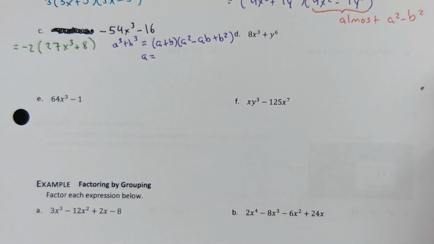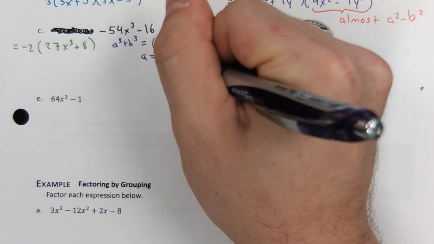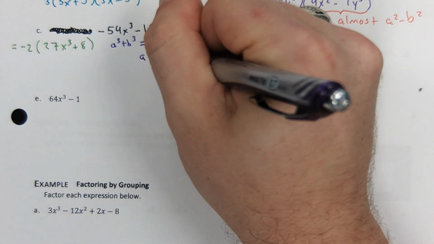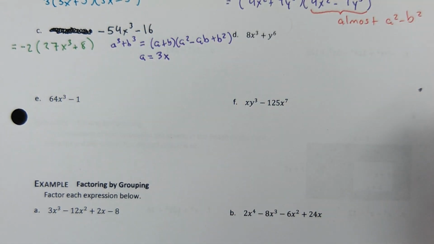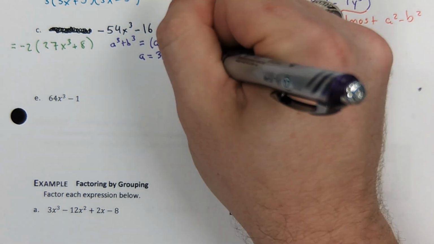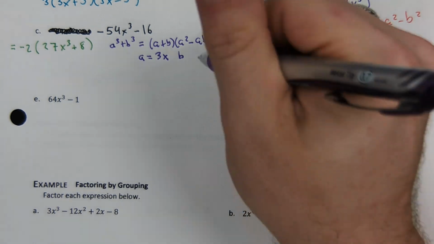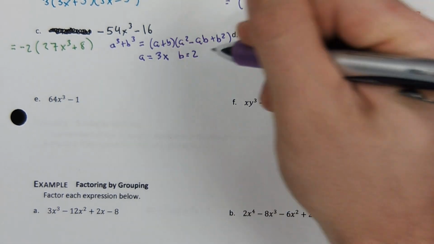So I need to know what the cube root of 27x to the third is. What's the cube root of 27? It's 3. And whenever you take the cube root of something with an exponent, you just divide the exponent by 3. And 3 divided by 3 is 1. So we get 3x to the first, and we don't have to write to the first power. And B is the cube root of 8. Cube root of 8, you guys can shout it out. 2. Okay.